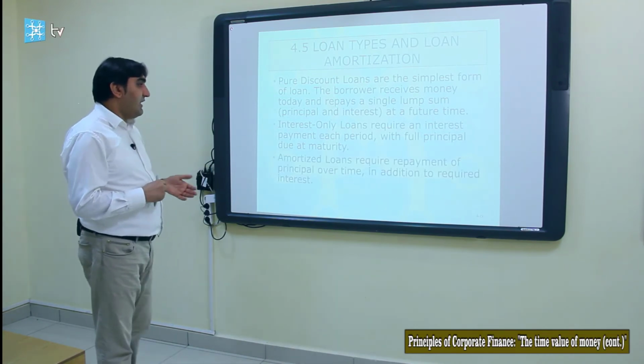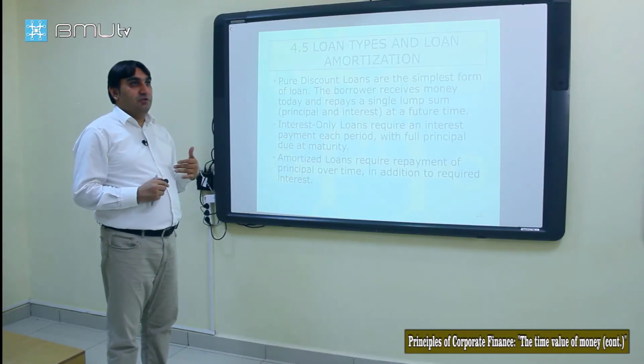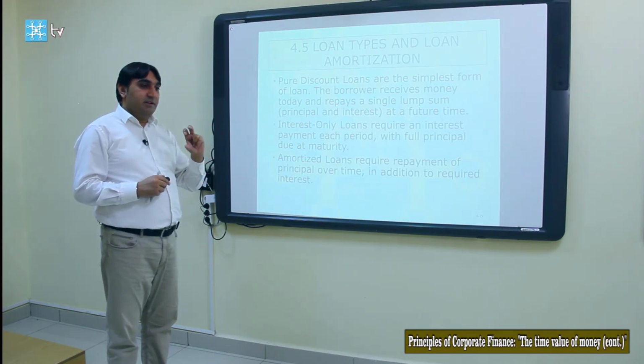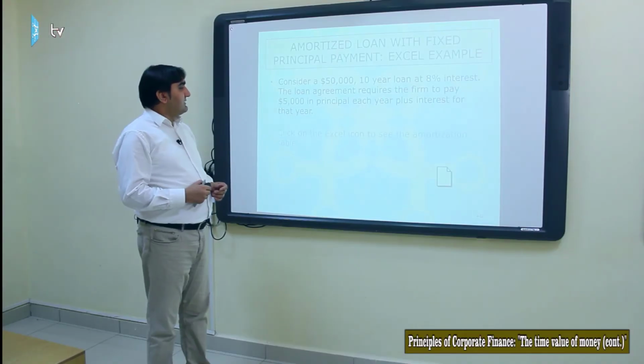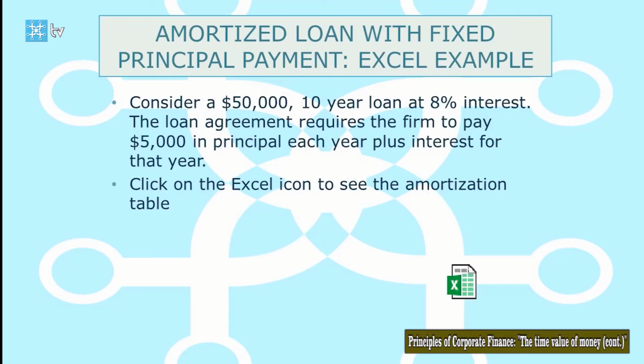Amortized loans require the payment of principal over time in addition to the required return. That is, you borrow some amount and you pay back a fixed amount. This amount includes part of your principal and interest. Consider a 50,000 10-year loan at 8% interest. The loan agreement requires the firm to pay 5,000 in principal each year plus interest for that year.